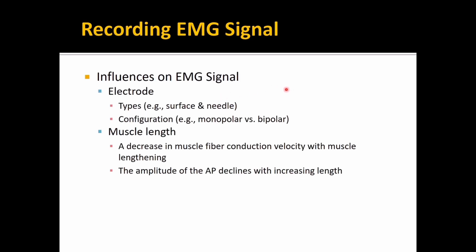So what can influence the EMG signal? First, the electrode. There are different types of electrodes, as you learned: surface electrode or needle electrode, or configuration, like monopolar versus bipolar. Then muscle length can also influence EMG signals. There is a decrease in muscle fiber conduction velocity with muscle lengthening, and the amplitude of the action potential declines with increasing muscle length. That's why the electrode and muscle length can influence the EMG signal.